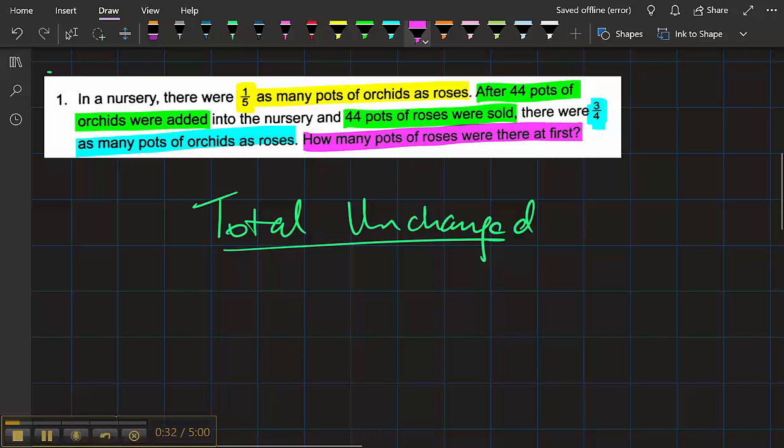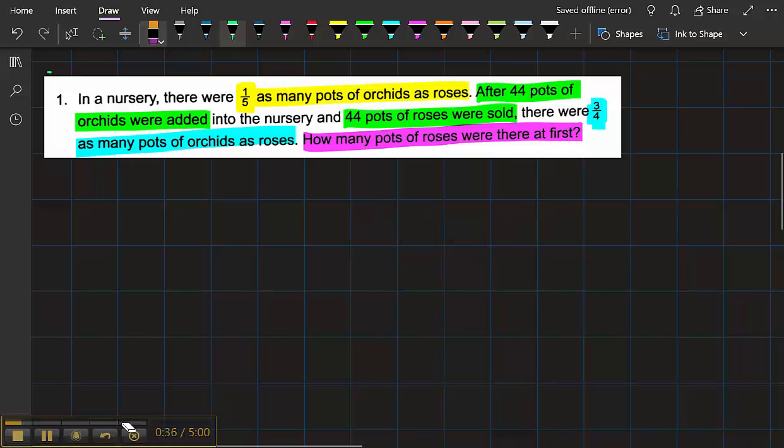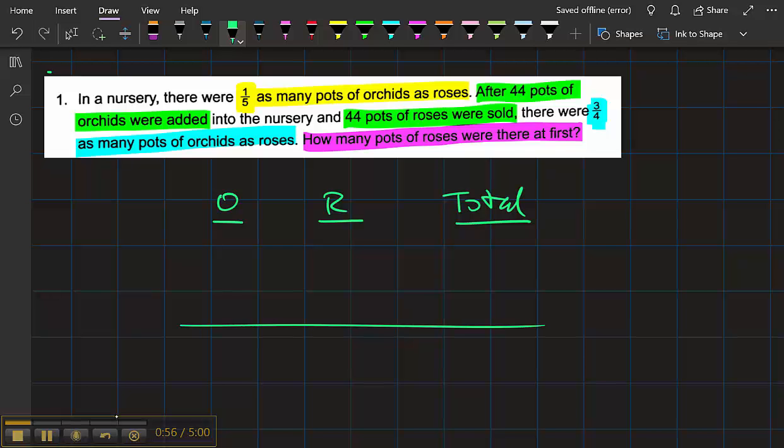Okay, so here's how you do this kind of question. First, of course, is to recognize that the pattern is total unchanged. Once you know that, you label the kinds of items, that they're orchids and roses, and then we put in the total because the total is not changed. So that's why the total is here. And then we fill in the ratio. 1/5 as many orchids as roses. Total is 6.